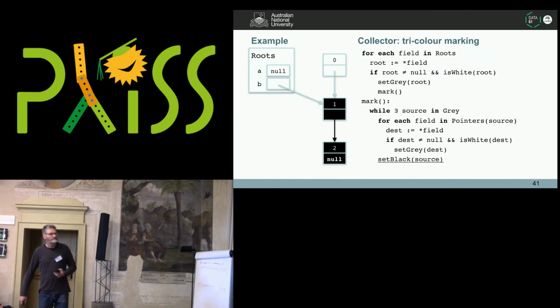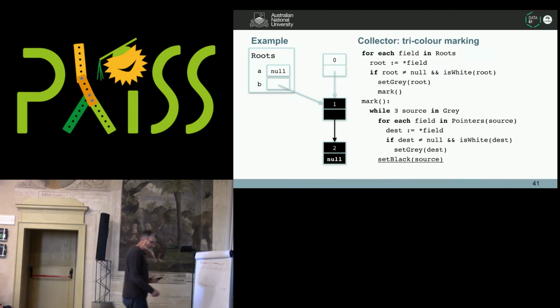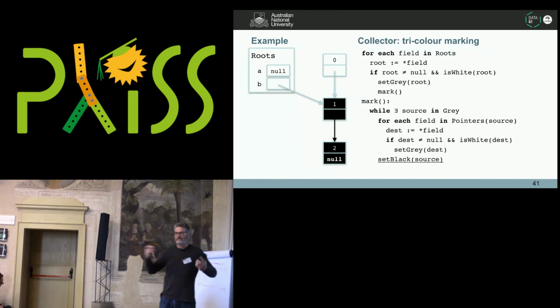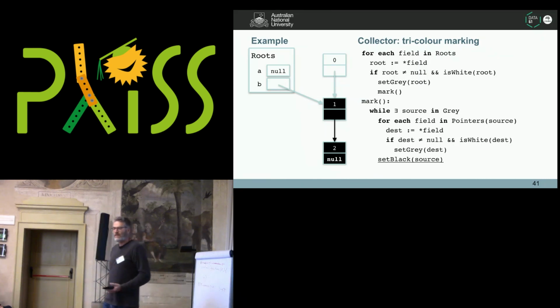Question: why do we call mark for each root instead of just once? Well, the roots are only made gray in this loop. Each of the roots is going to be made gray, and then we're going to mark from that. But why not mark all the roots that need to be marked gray and then just call mark once? Oh, we could just as easily do that.